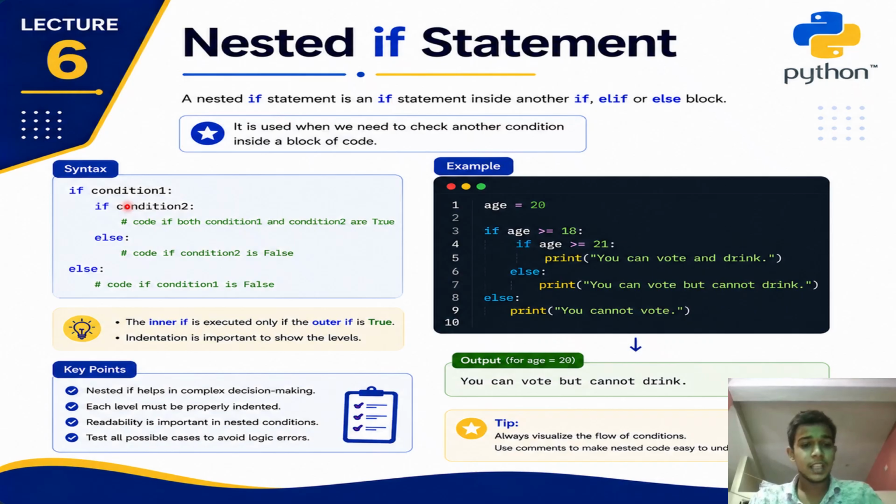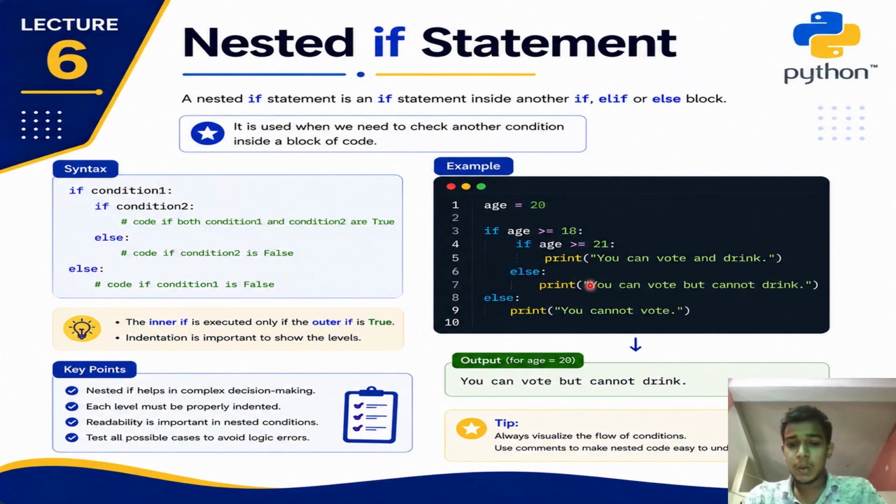Now let's understand an example. First we create a variable, the value of age is 20. Now Python checks the first condition. If age is greater than or equal to 18, it asks Python, the answer will be true. So Python enters this block. Now because the first condition is true, Python checks the other condition.